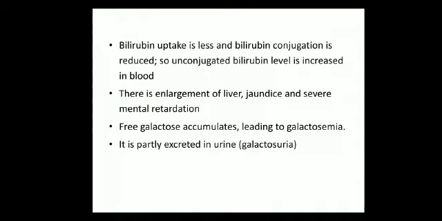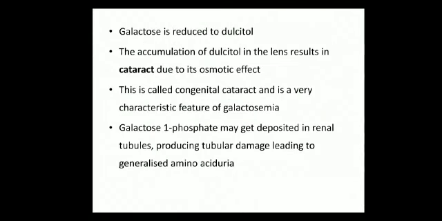Free galactose accumulates, leading to galactosemia, and there will be galactosuria also. Some amount of galactose might be excreted in urine also. Then galactose is reduced to dulcitol. So this dulcitol in the lens will lead to cataract due to osmotic effect. In this galactosemia, there will be congenital cataract also. Galactose 1 phosphate may get deposited in renal tubules, leading to tubular damage.